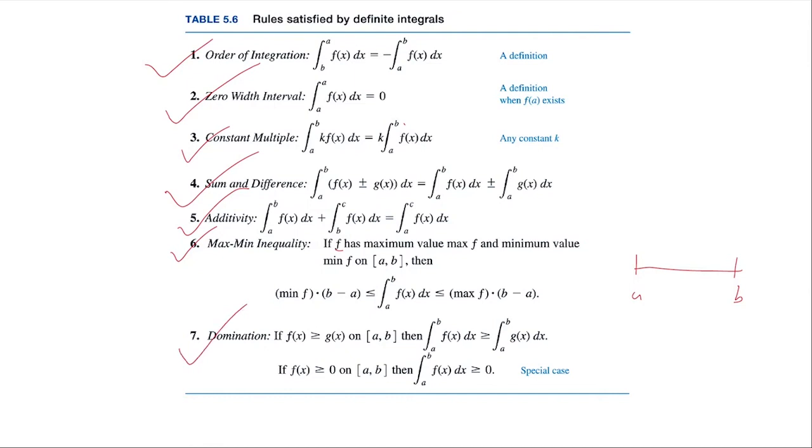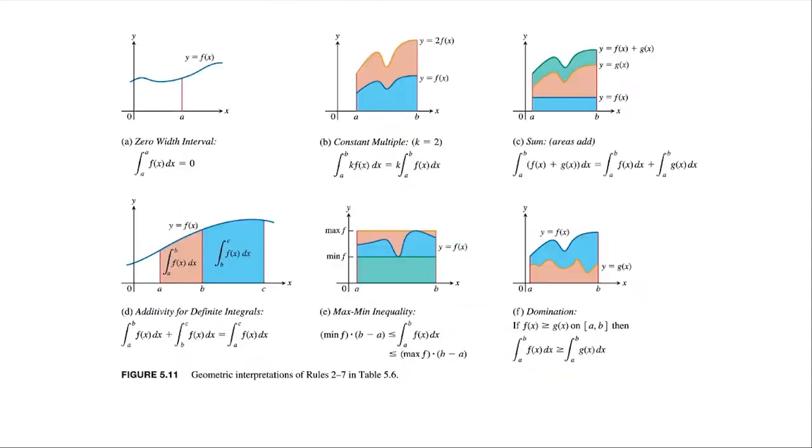Okay, if a function f of x is greater or equal to function g of x, then the definite integral of the function f of x should be greater or equal to the definite integral of function g of x from a to b. Okay, if the function is positive, then the definite integral is always non-negative.